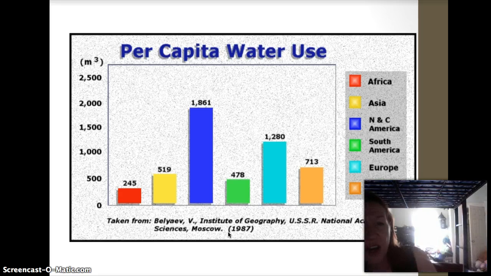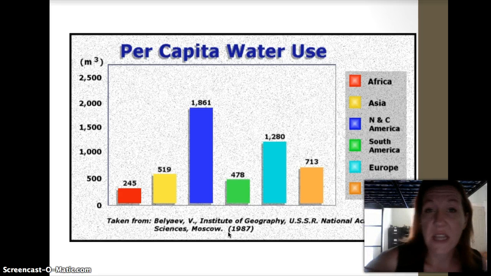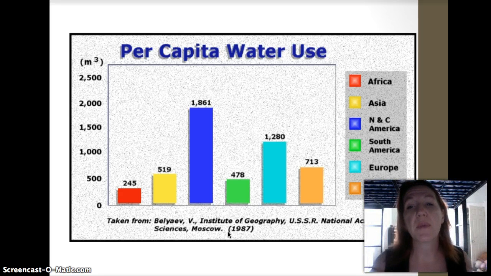And this is another bar graph for us to analyze. This one is based on per capita water use. So over here is what we call a legend, and this is color-coded so that we know which continent is being represented in this bar graph. This is telling us up the side here, this is the y-axis, meters cubed. So how much water use per continent in meters cubed.